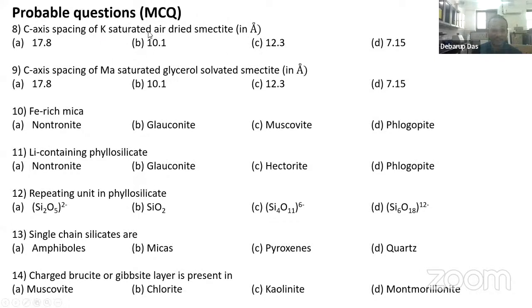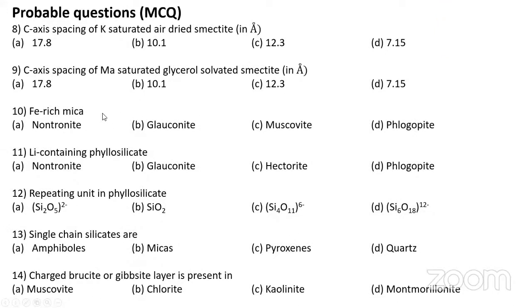C axis spacing of K saturated air dried smectite. If it comes as magnesium saturated, glycerol solvated smectite, you will put 17.8 or 18. If the question only asks what is the C axis spacing of smectite, though the question will be wrong, you have to answer 1.8 nanometer or 18 angstrom, anything near 18 angstrom. C axis spacing of magnesium saturated, glycerol solvated smectite? 17.8. Good.